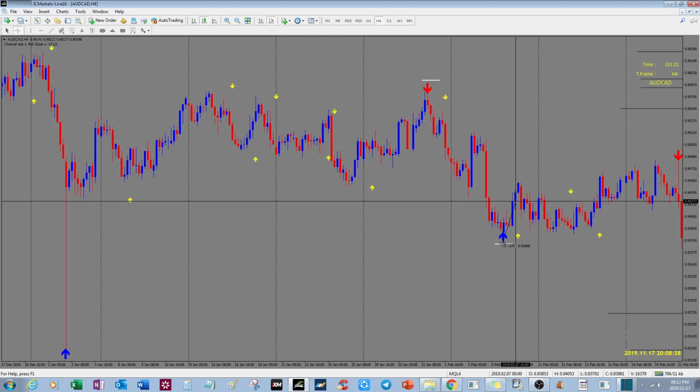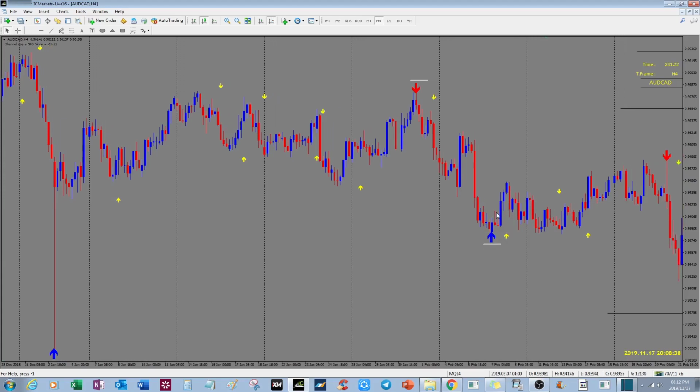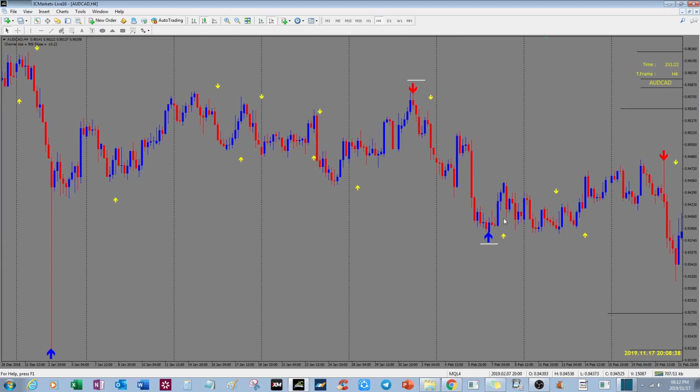Okay, 1-to-1 risk ratio. Let's take another one again. Let's move this one over here. There's another big arrow there. We would have gotten in there most probably. That's a massive stop loss, guys. That's 120 pips.